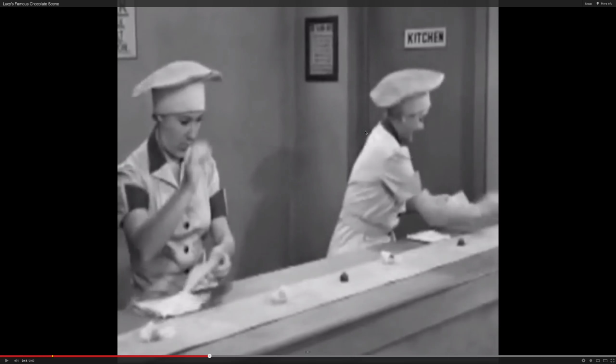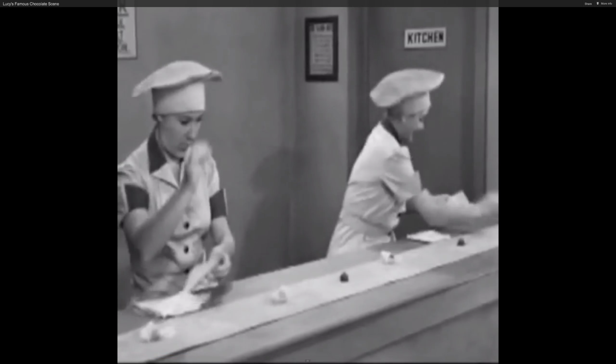It's where we have Lucy and Ethel working in a chocolate factory, and their job is to wrap the chocolates that come across the conveyor belt.